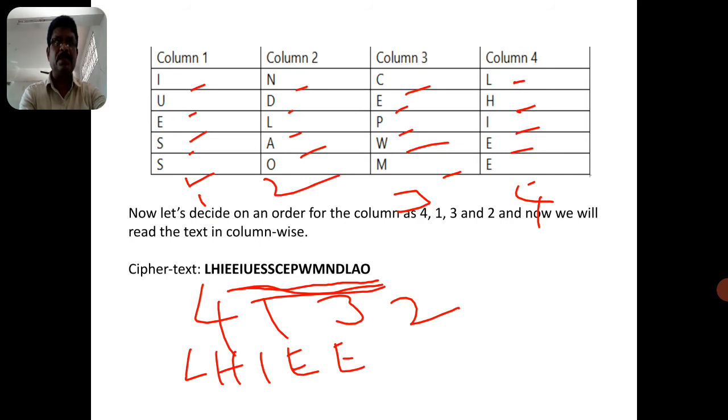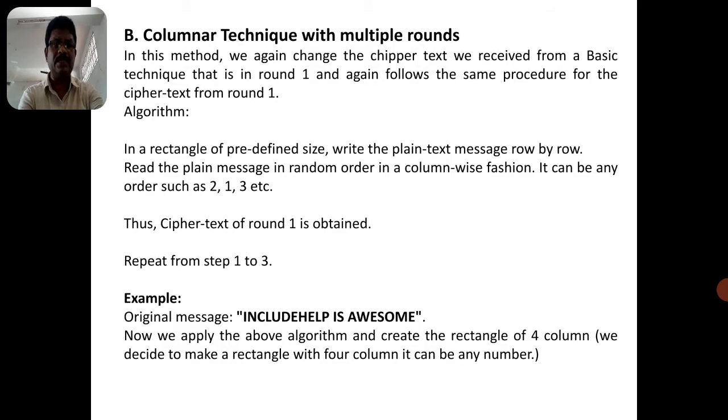You can observe the data is LHIEE, IUESSCEP, WMNDLAO. So this is whatever the key order message gives. Now the same order we have to take column wise. In the "include help is awesome" example, the same example. So that is the first round.